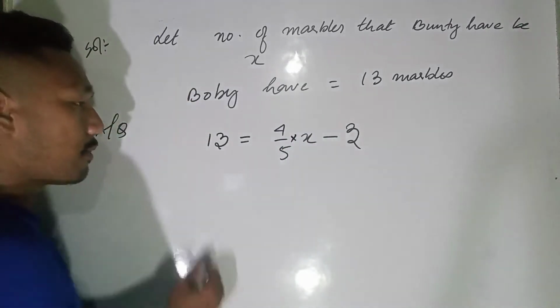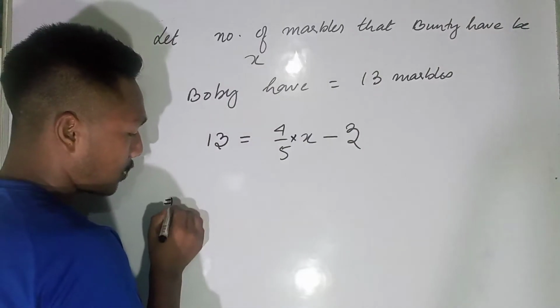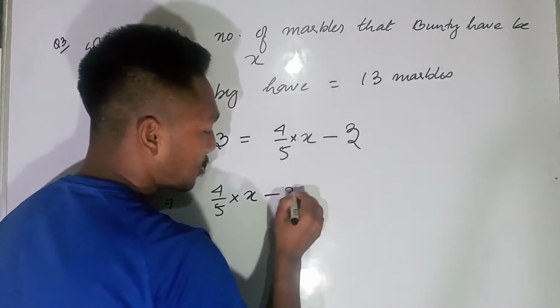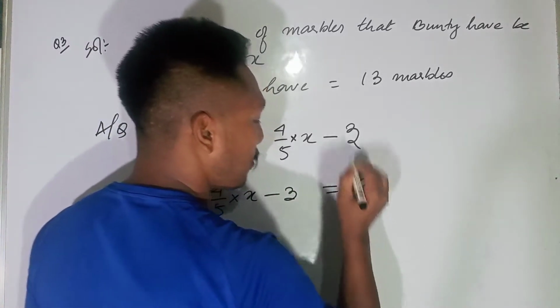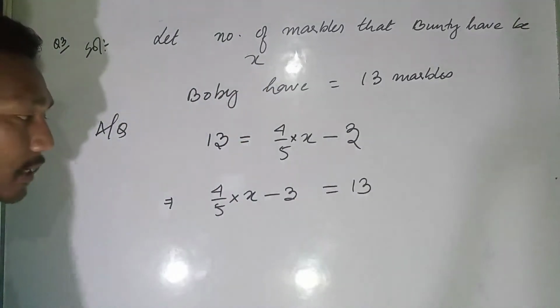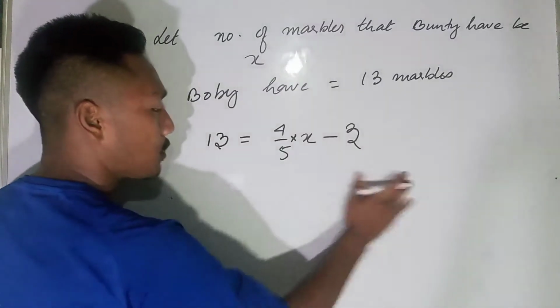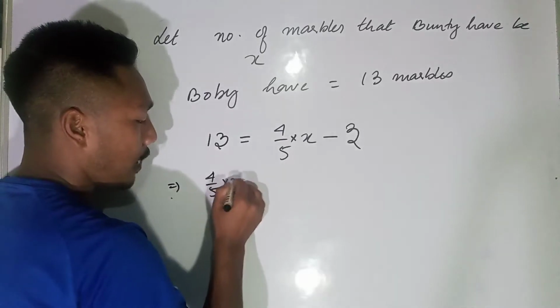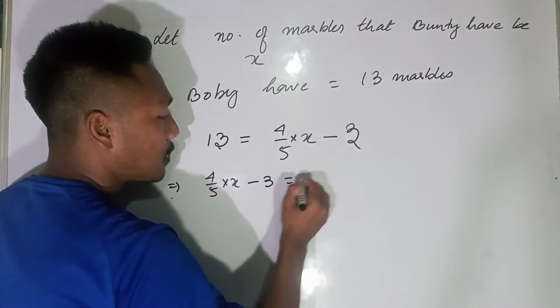minus 3. So if I want to remove minus 3 from this side, I can erase it this way also. 4 by 5 into x minus 3 is equal to 13. I can erase this way also. In the same way, I'll write it a bit closer: 4 by 5 into x minus 3 is equal to 13.